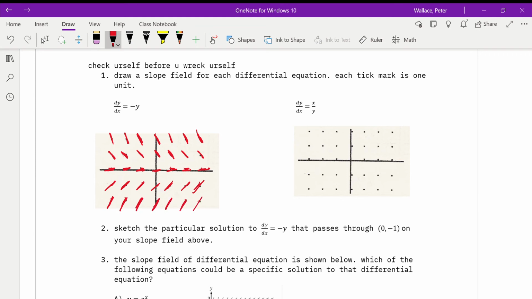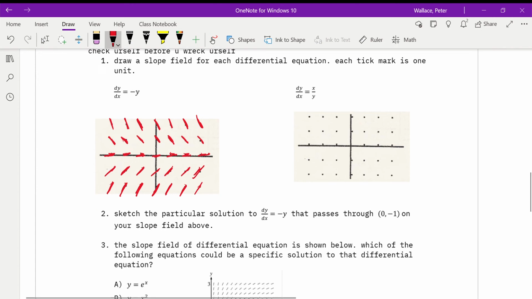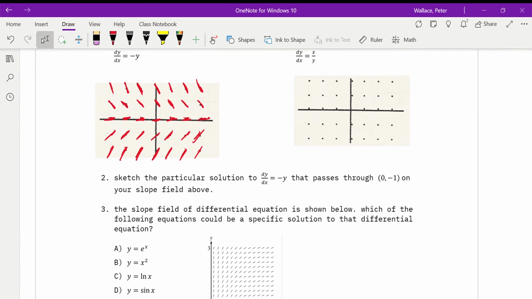So this one's a little more interesting. But we've got this question here that says sketch your particular solution to dy dx equals negative y that passes through this point. So this is not general anymore. This is a very specific solution. So this is linking back to what we were doing in class of, does this solution represent this differential equation?